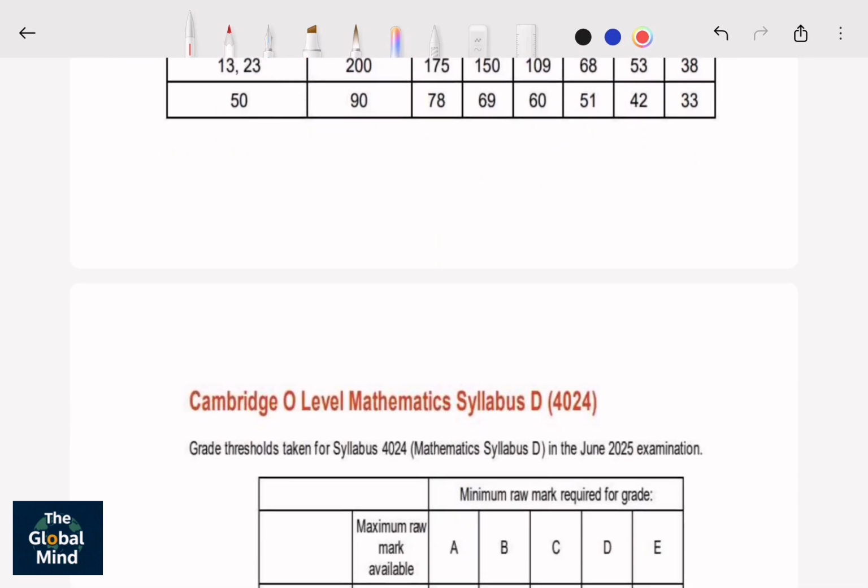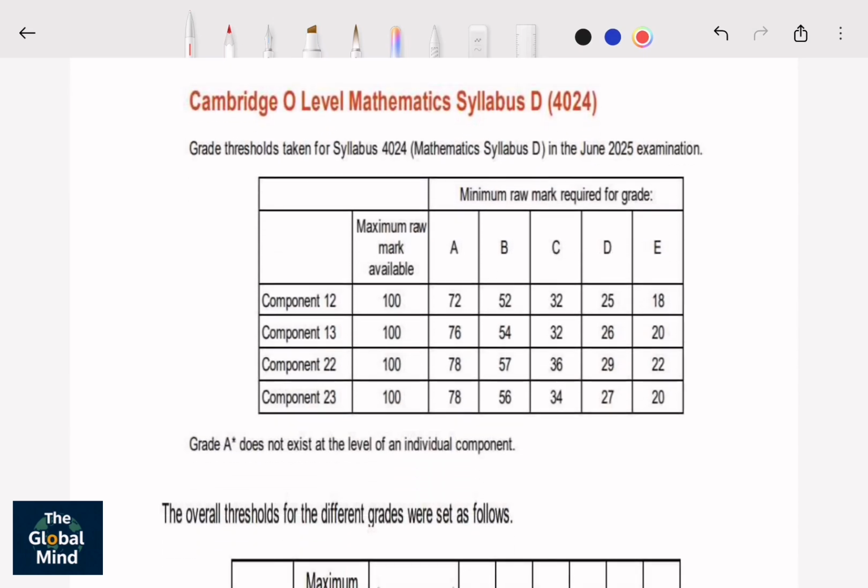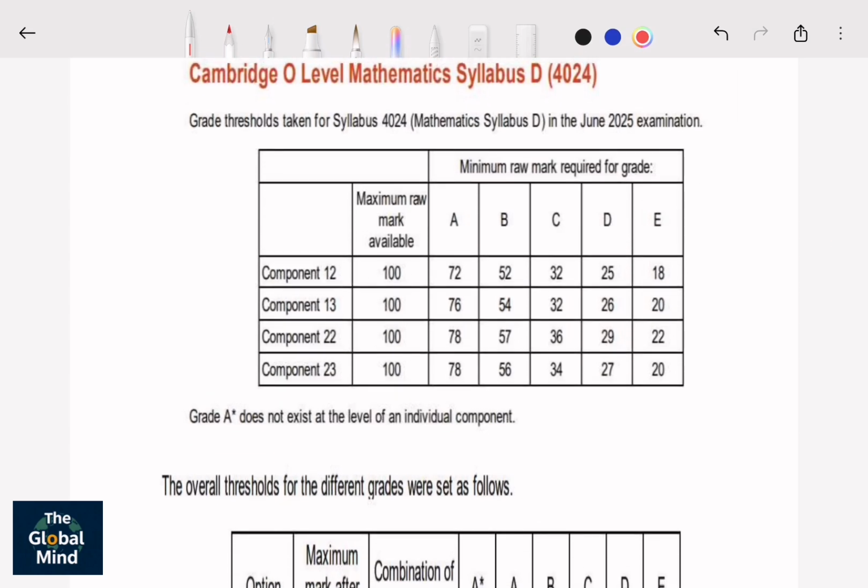So this is basically the first thing. The second thing is that these are the grade thresholds for the year 2025. So the same thresholds have been given here: 72 for A, 52, 32 for C, like this, and then this is the combination which we are discussing. So for 2 2: 78, 57, 36, 29, 22. So you can see over here.